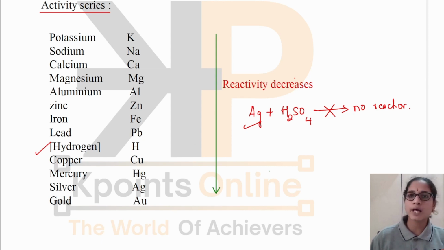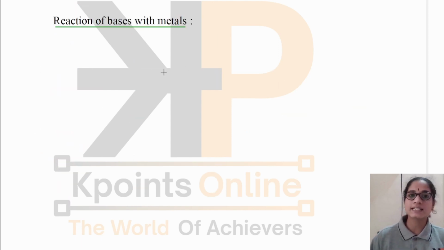So overall you have studied that when metals react with acids they form salt and hydrogen gas. Then how do you test the presence of hydrogen gas? By bringing a burning candle near the gas. If it burns with a pop sound, then the liberated gas is hydrogen. Now let us move to the next part, that is how do bases react with metals.